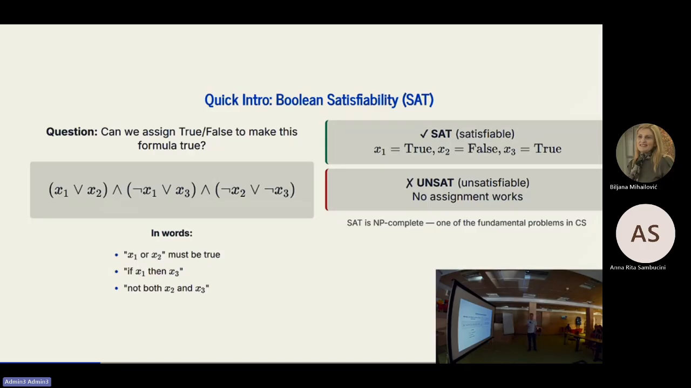For people who are not familiar with SAT, I would like to say how it works. We have a formula in conjunctive normal form, and we would like to ask if we can assign true or false to make this formula true. The output from this algorithm is SAT for this case, or UNSAT. And SAT is an NP-complete problem, and it is a fundamental problem from computer science.